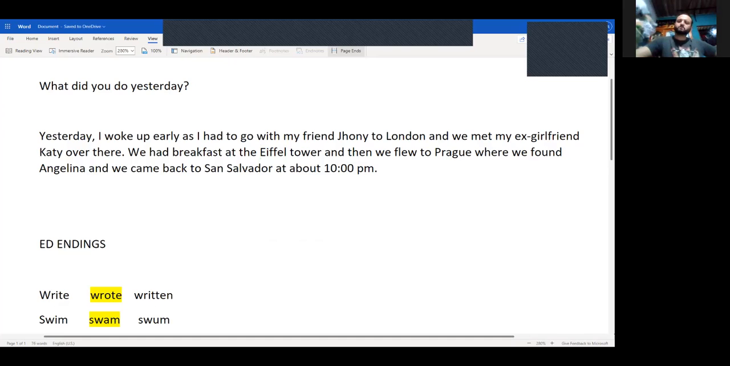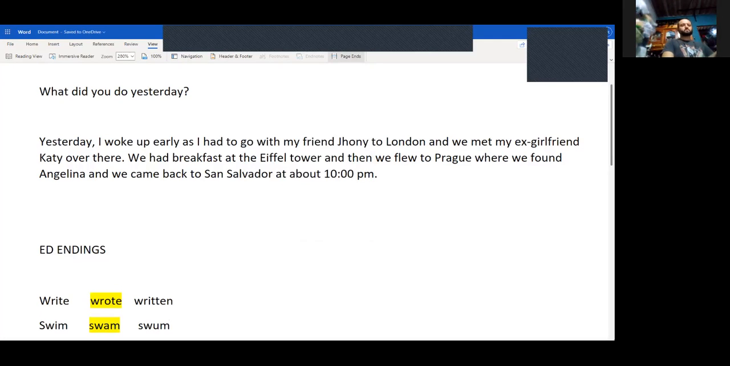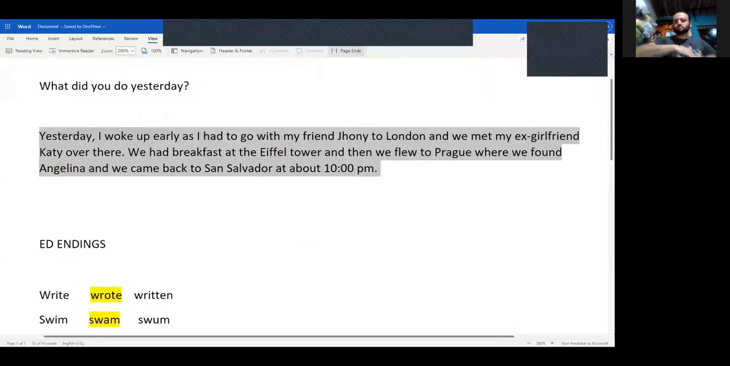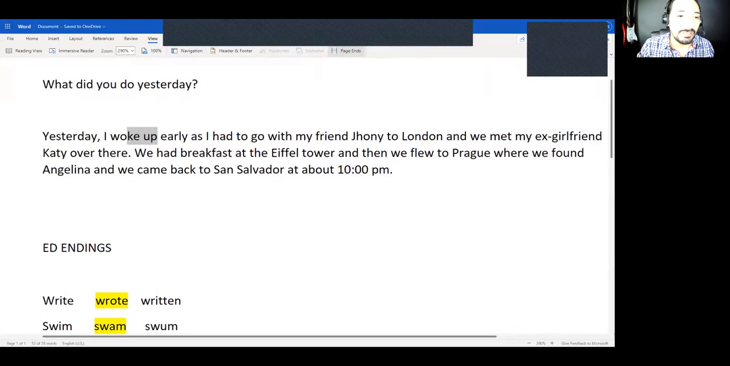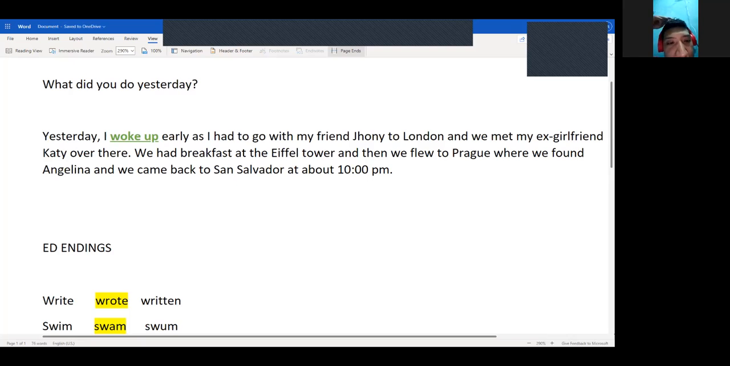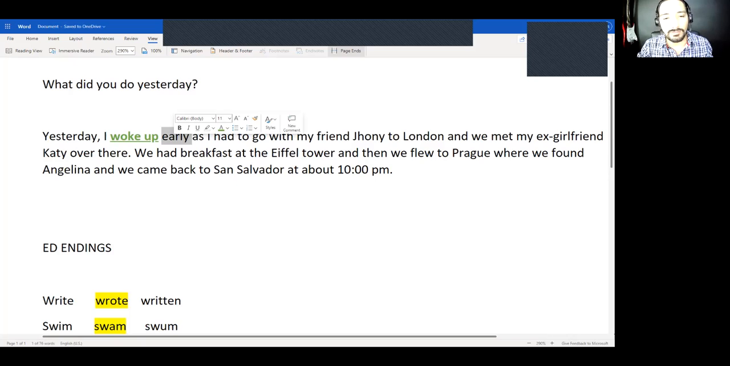So, can you help me? Can you identify the past verbs in this paragraph? Woke up. Good. Este es un verbo frasal, chico. Va siempre junto. No puedo poner solo walk, okay? Good job. Woke up. And then? Early. Early is an adverb of time. Es un adverbio de tiempo que quiere decir temprano.